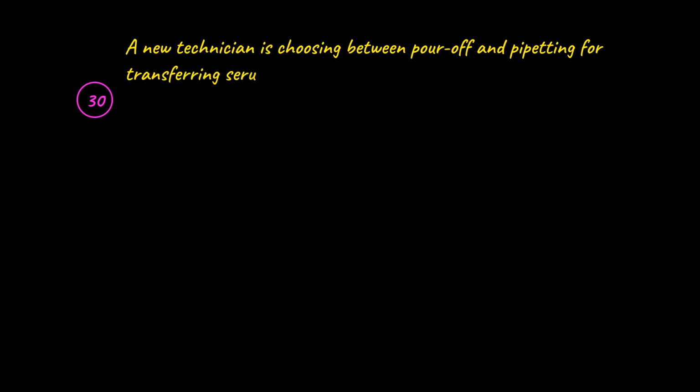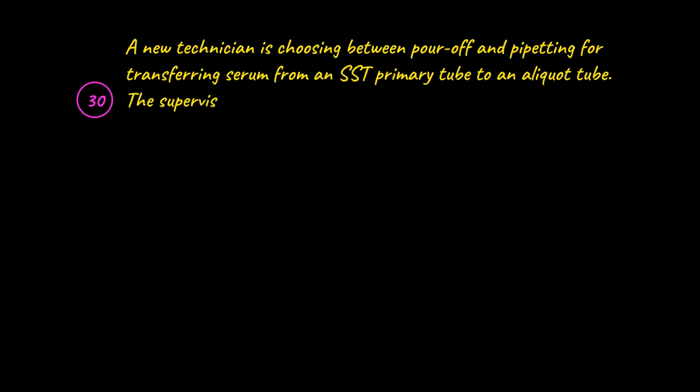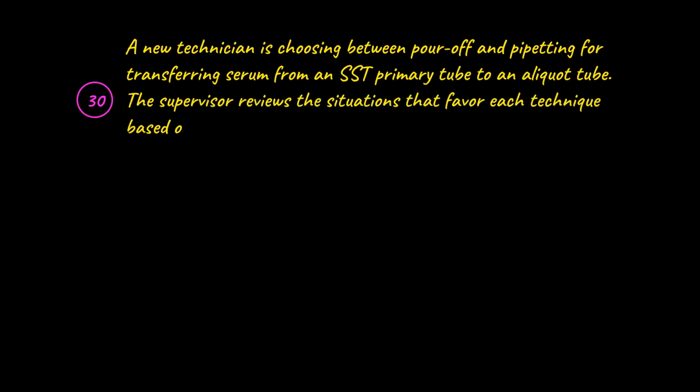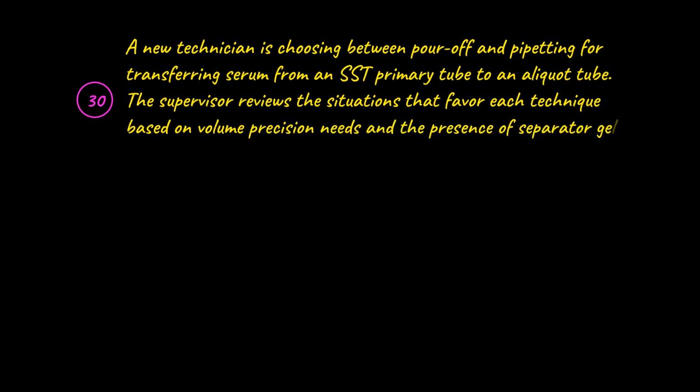Question 30. A new technician is choosing between pour-off and pipetting for transferring serum from an SST primary tube to an aliquot tube. The supervisor reviews the situations that favor each technique based on volume, precision needs, and the presence of separator gel. Which of the following scenarios favors pour-off?